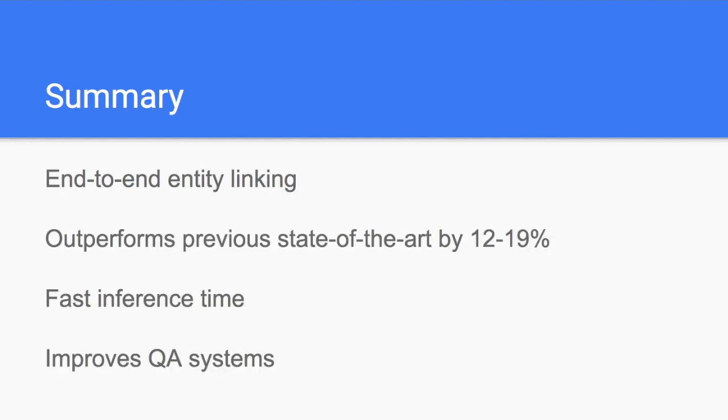And a summary of this paper: this is a very rare end-to-end entity linking system, neural network based, and it outperformed the previous state of the art by a large margin, 12% to 19%. It has a much faster inference time compared to other neural network models, and it also improves QA systems by 0.4% to 3%. That's on average maybe 2%. That's actually 2-3%. That's significant in terms of an end-to-end QA system.